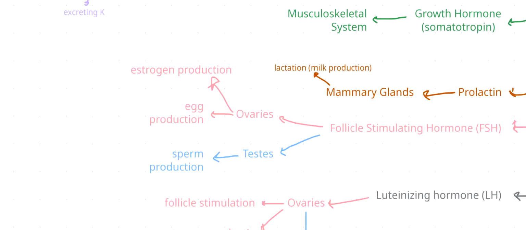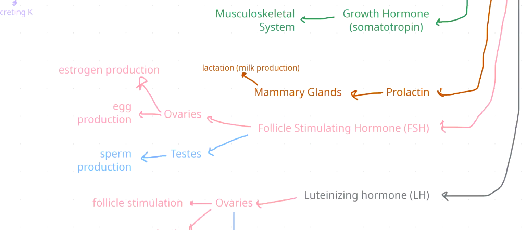So then the other one is FSH. We talked about this when we talked about the female reproductive system, right? So follicle-stimulating hormone. But this actually affects both male and female. In the ovaries in a female, it helps produce estrogen, and it also helps develop and produce eggs for fertilization. In the males, it helps produce the sperm.